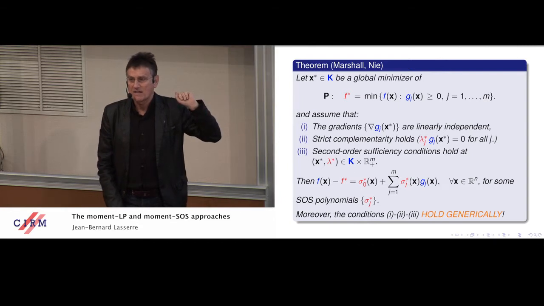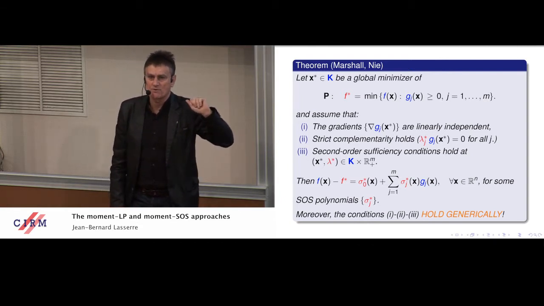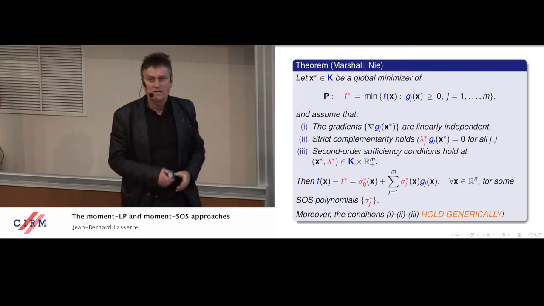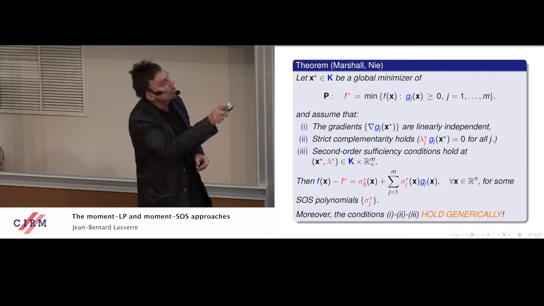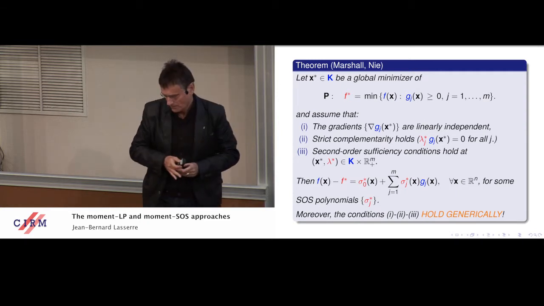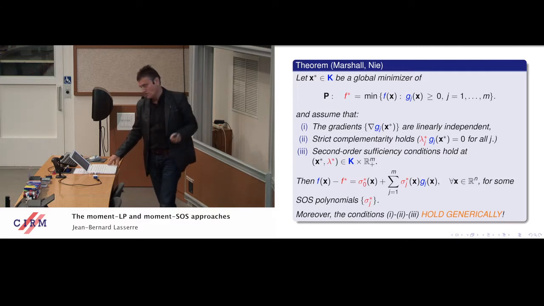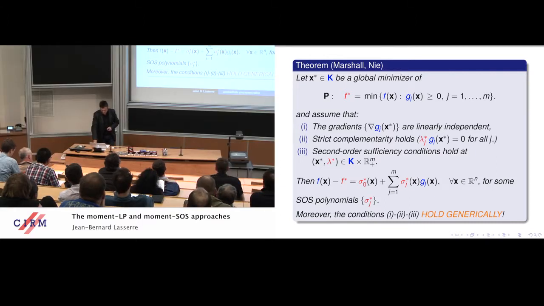So it means that except on a negligible set of data, where the data would be the F and the DJ. If you fix, for example, the class of problems you want to solve, M constraints of degree at most D, and F of degree at most D, then the data for which this problem will not be solvable like this is a set of measure 0 in the space of coefficients of F and DJ, which I think is a nice result, even for the genericity in the case of KKT optimality conditions. This result by Marshall in 2008 was refined by Nie two years ago.